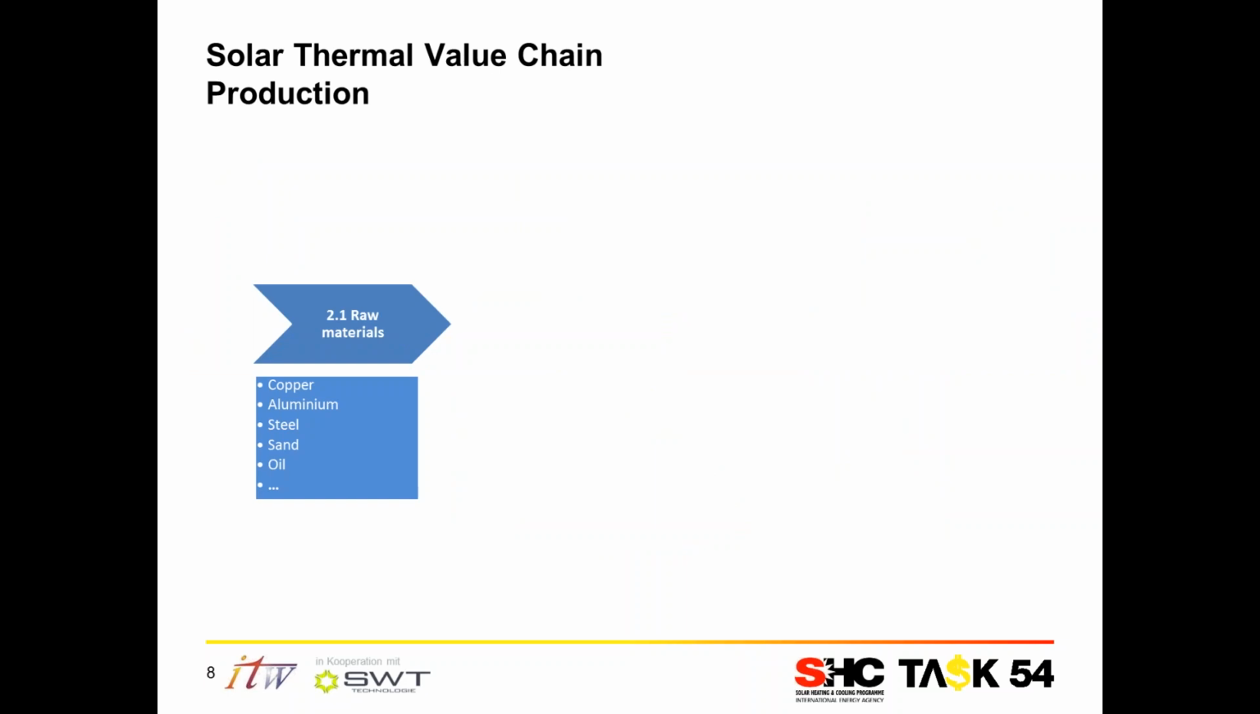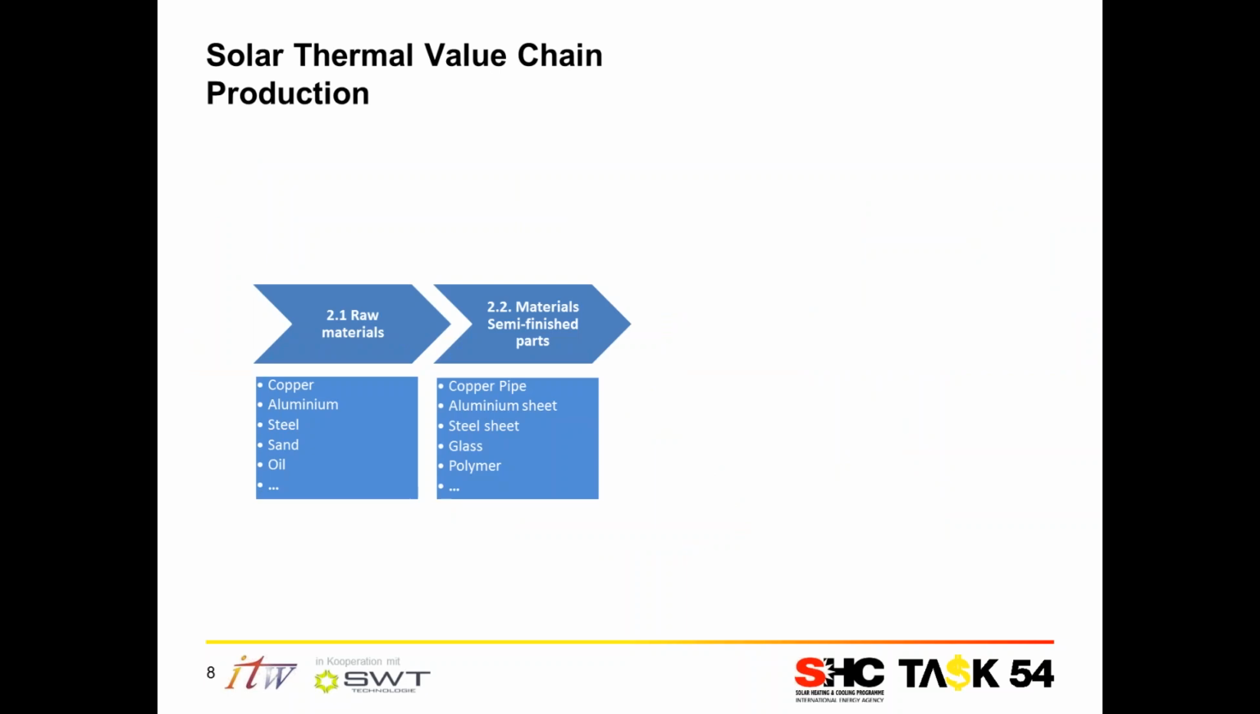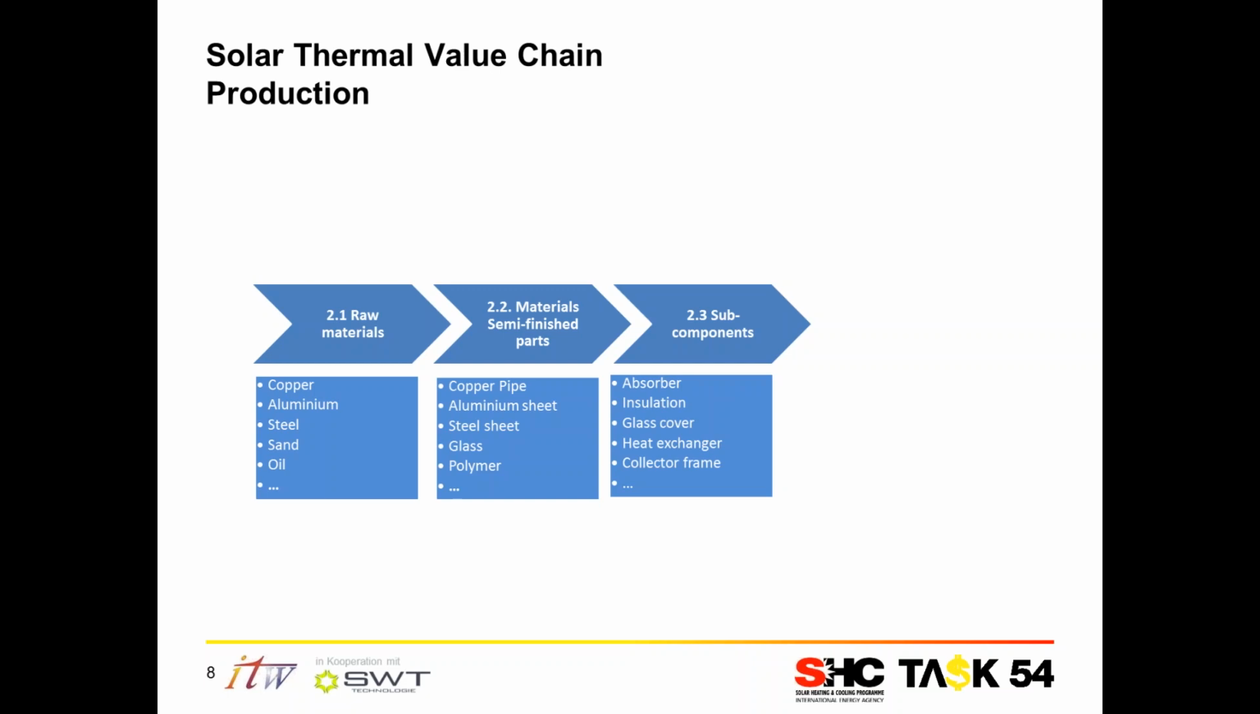Now we want to take a little closer look at the single steps. First of all, we have the production. There it starts with the raw materials like copper, aluminum, steel, sand, and oil. Next, we have the semi-finished parts, which are produced from the raw materials, like the copper pipe, the aluminum sheet for the absorber, steel sheet for the storage tank, glass, polymeric materials. Out of those, we produce the subcomponents like the absorber, insulation material, glass cover, heat exchangers, or collector frame. And when we put them together, we will get the components like the collector, the storage tank, the controller, and the whole system. Sorry, Sandrine, next.